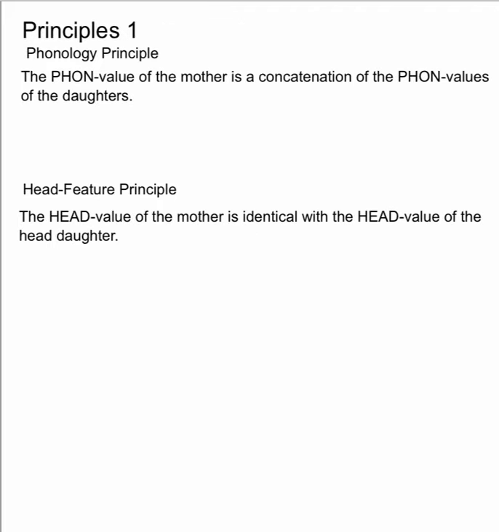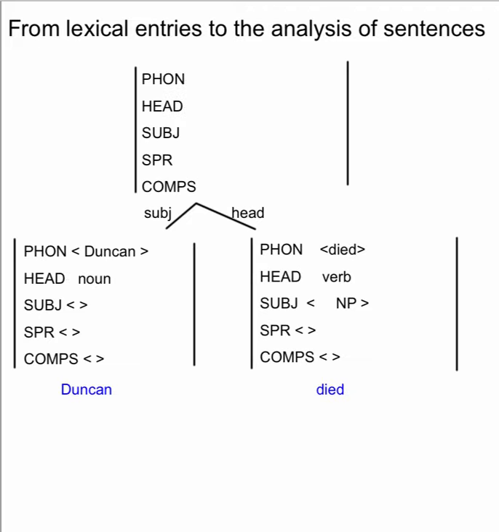It's the phonology principle. The phonology principle takes care of the phonology value of a phrase. It says the phonology value of the mother is a concatenation of the phonology values of the daughters. When we go back to our sentence, this is the phonology value of the subject, this is the phonology value of the head daughter. So the phonology value of the mother is a concatenation of these two. This means it's just concatenating one with the other, so putting them together in a larger list.